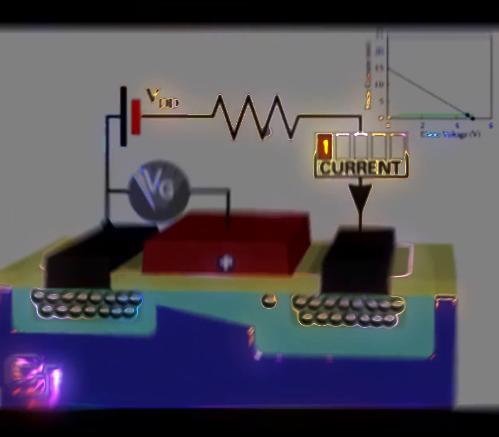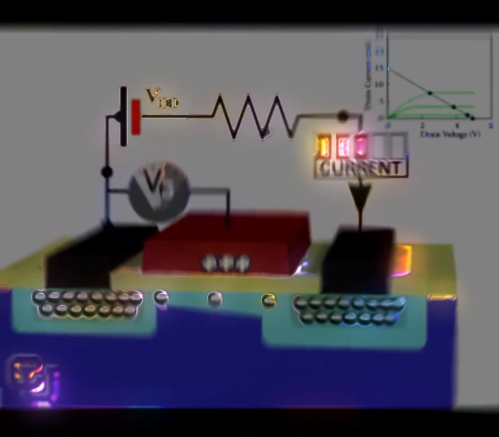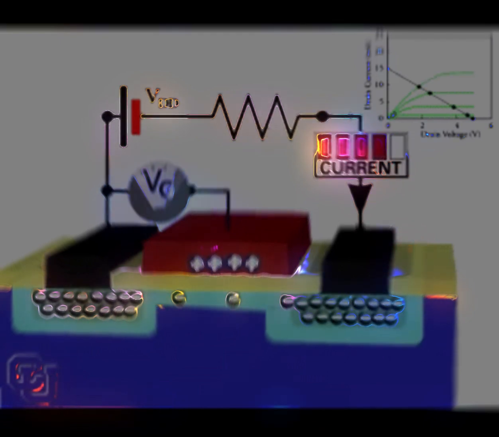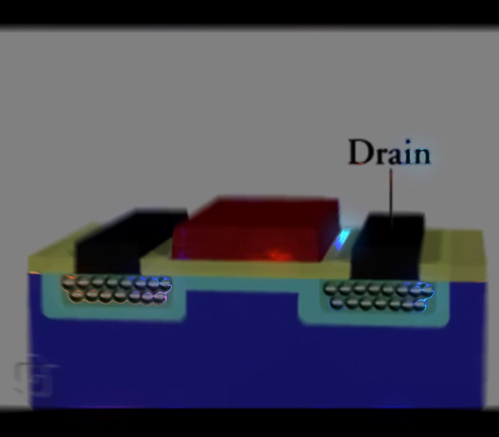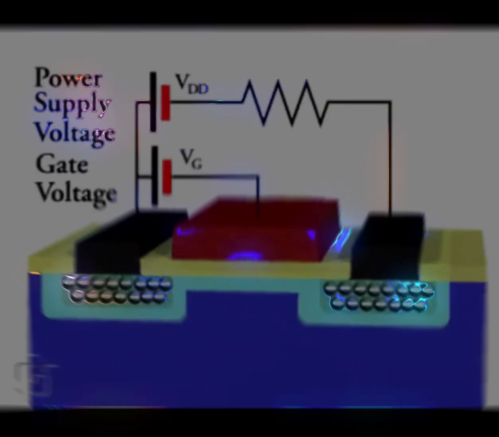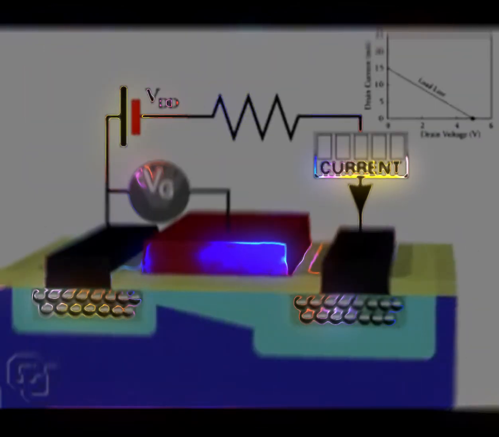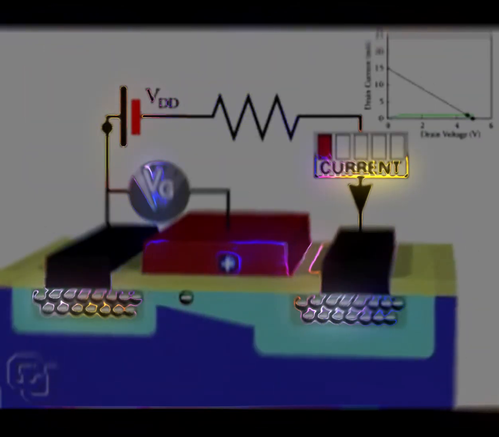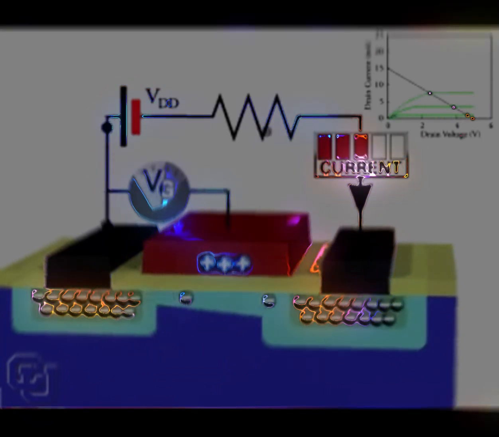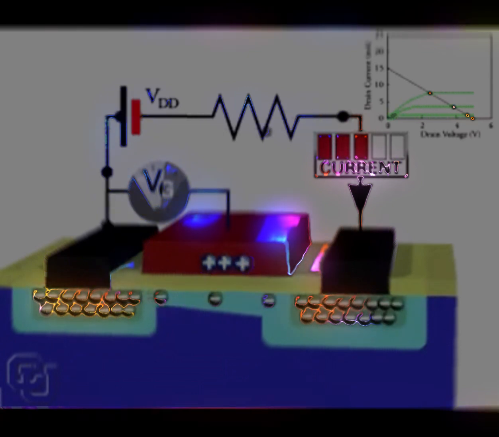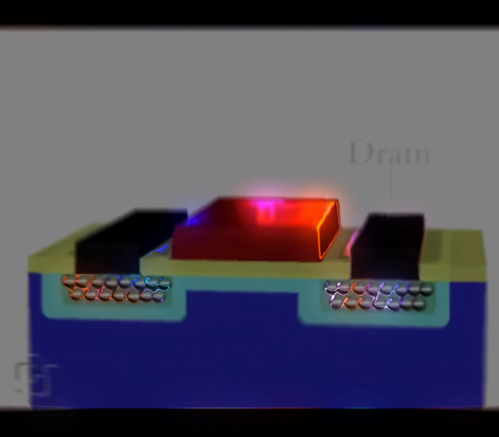So the MOSFETs are part of the family of the transistors. As a matter of fact, MOSFET is short for metal oxide semiconductor field effect transistor. It's a field effect transistor, or FET, with an insulated gate where the voltage determines the conductivity of the device.